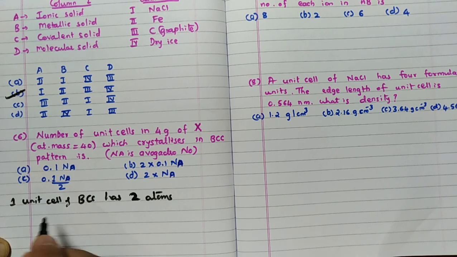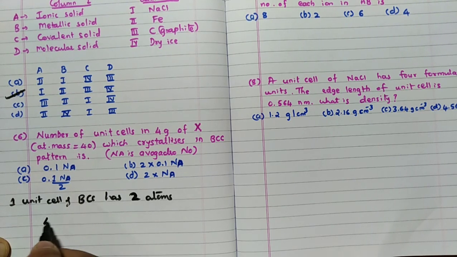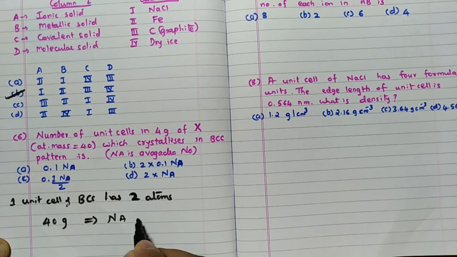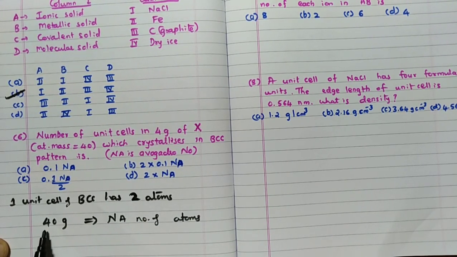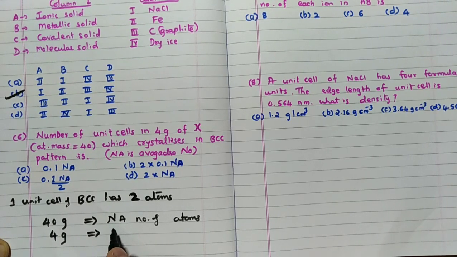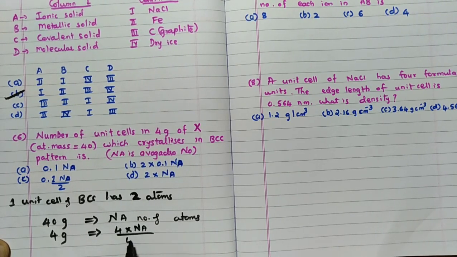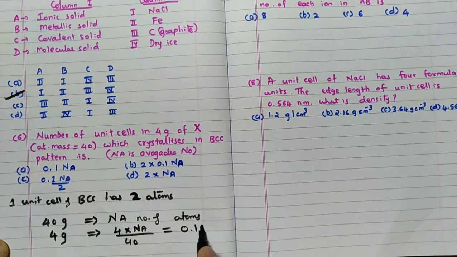See here, we know that the atomic mass is given, that is 40. Right? So 40 gram means, remember, Avogadro number of atoms. Correct? Always the atomic mass or molecular mass will have Avogadro number of atoms. So 4 gram will have how many, if you calculate? So 4 into Na divided by 40. So the answer for this is 0.1 Na.